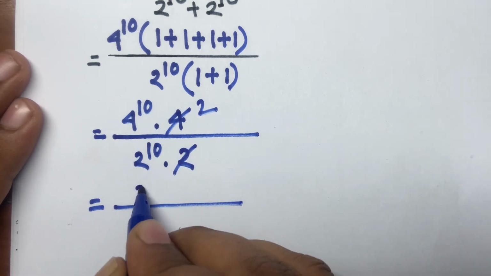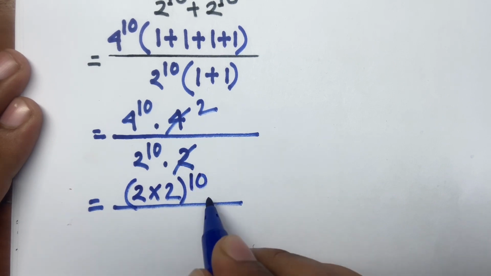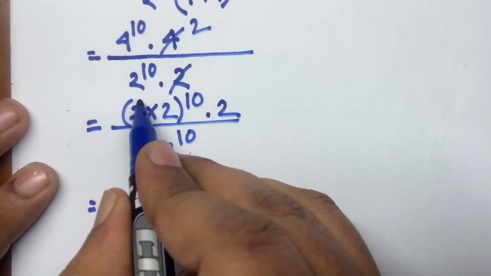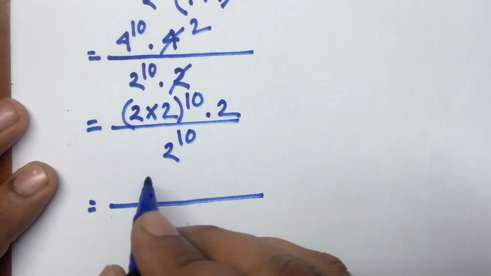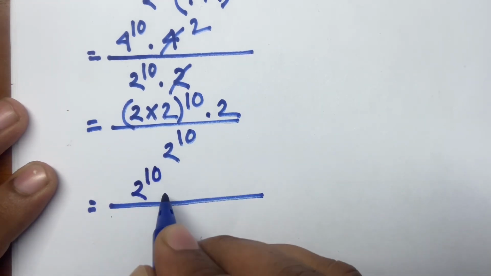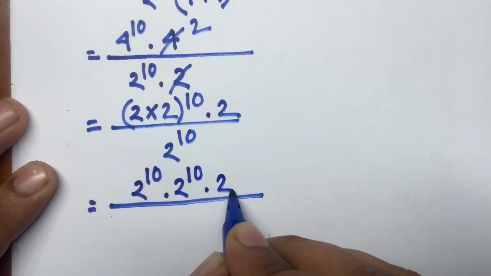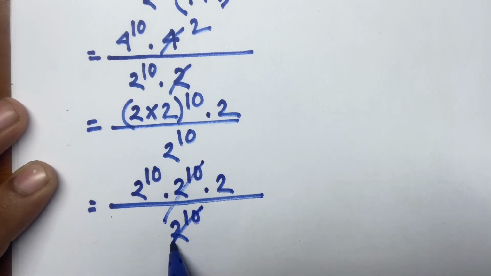We know that 2 times 2 is equal to 4, so the power is 10 times this 2 over 2 to the power 10. Now this exponent is 1, so 1 times 10 is equal to 2 to the power 10 times 2 over 2 to the power 10. So 2 to the power 10 and 2 to the power 10 cancel.